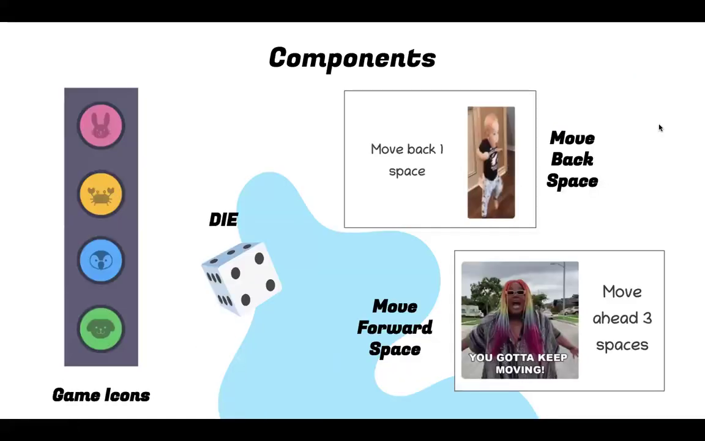So, components of my board game. Over here is the game icon. There's up to 4 players, and each has a different icon with a different color to know who is who. And then there's 1 die within this game. I also incorporated a move back space and a move forward space. So whenever a student reaches this space on the game board, they'll just move however many spaces it says to.